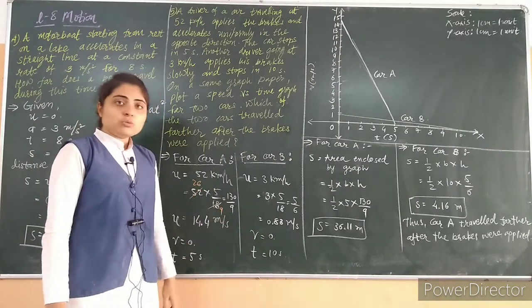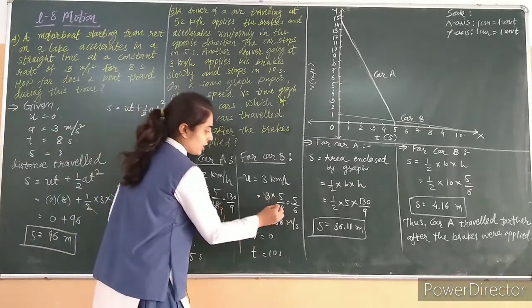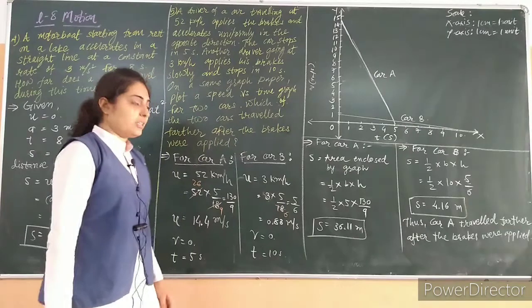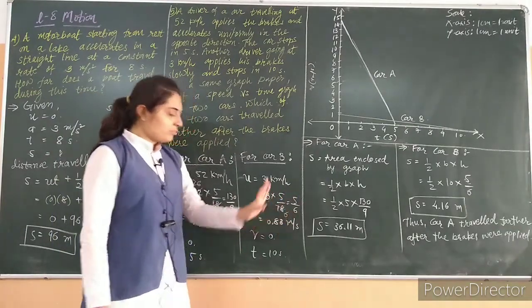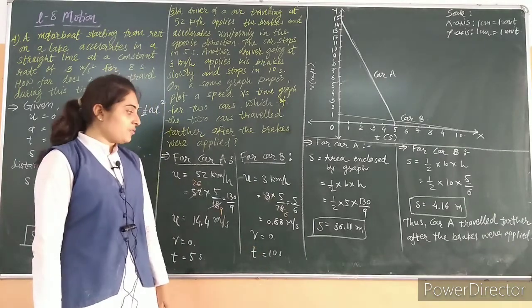So we convert into meter per second by multiplying with 5 by 18. So it can be cut with 3 6s are 18, 5 upon 6, which if we divide it, it will be 0.83 meter per second.